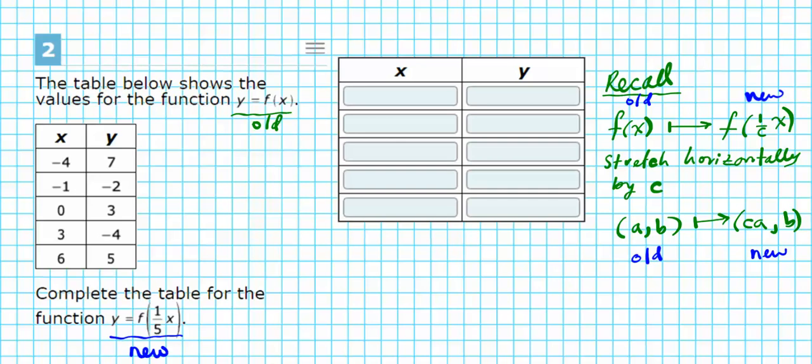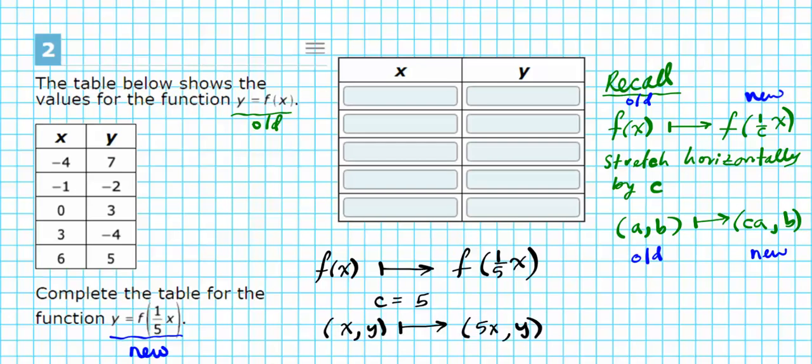Okay, so in this problem, we're going from f of x to f of 1 over 5 x. In this case, c is equal to 5. That's the dilation factor. So we're going from x, y to 5x, comma y. All this is saying is multiply all your x coordinate values by 5 and leave the y's alone. So you just put 7, -2, 3, -4, 5.